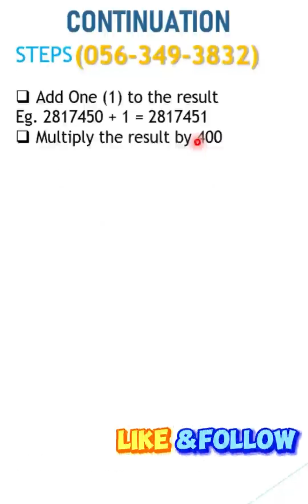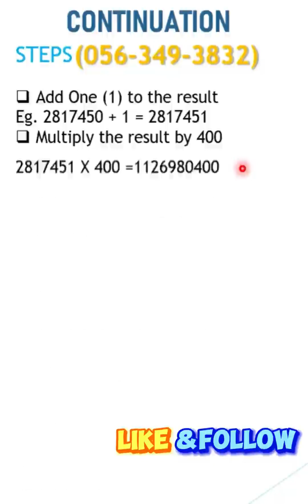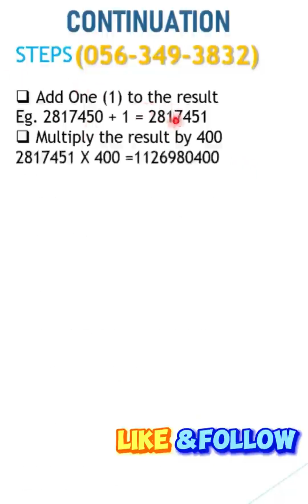Now multiply the result by 400. Multiply this by 400. So you just have to take your time and master these steps. They are just a few steps, and you can easily master it. So it means I'm multiplying this figure here by 400. You are going to get the result. It doesn't look like a phone number.